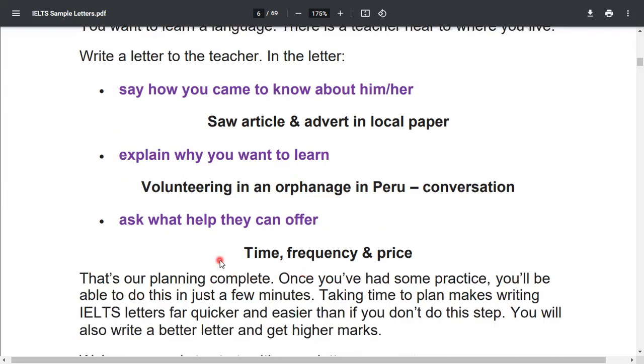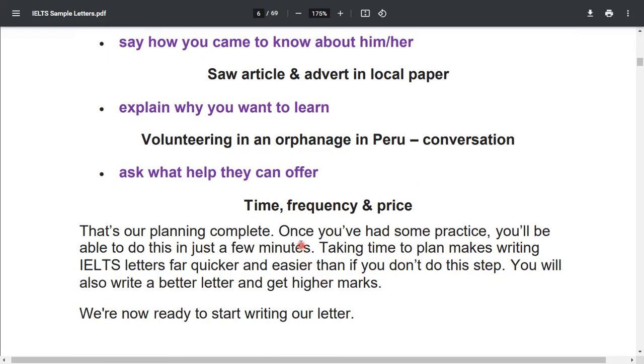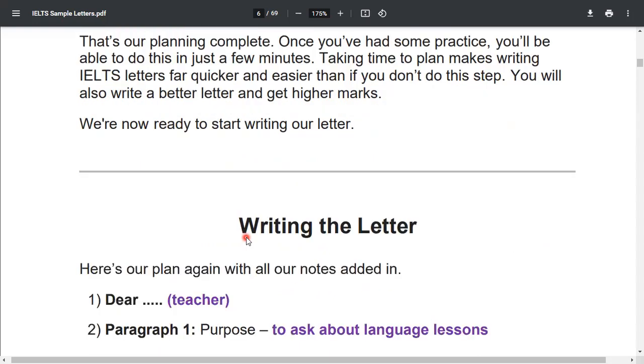Okay, ask what help they can offer. So I'm going to ask the teacher about time, frequency, and the price. So that's our planning complete. Once you've had some practice, you will be able to do this in just a few minutes. Taking time to plan makes writing IELTS letters far quicker and easier than if you don't do this step. You will also write a better letter and get higher marks. We are now ready to start writing our letter.